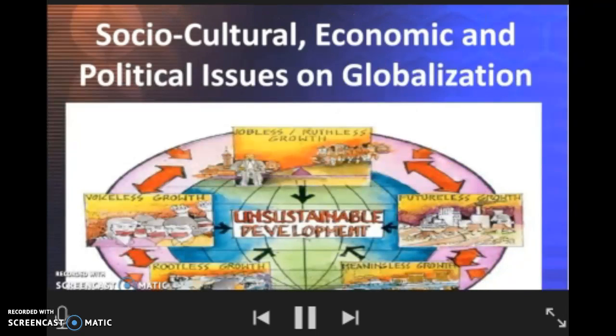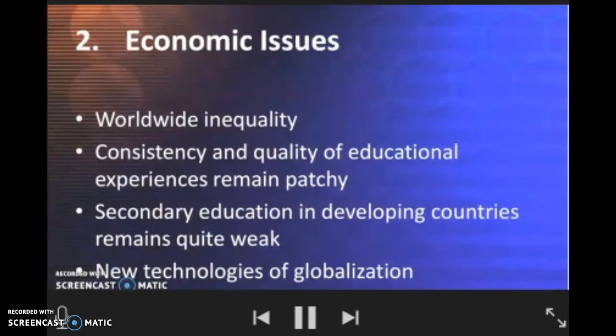When you have unsustainable development, you have jobless and ruthless growth. You can see that that kind of goes to that unsustainable development: voiceless growth, ruthless growth, rootless growth, and futureless growth. So all of those things, when we don't have the education and the curriculum to support globalization in the classroom with future skills, we actually end up with a world with all of these unsustainable developments.